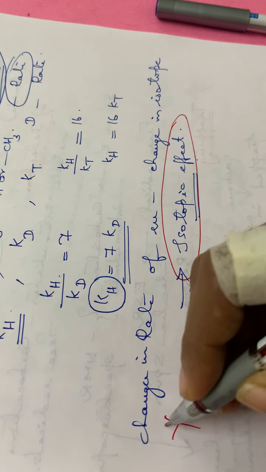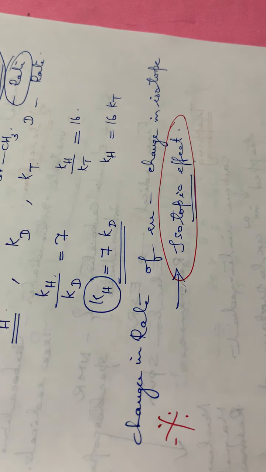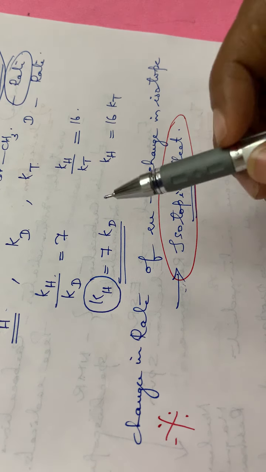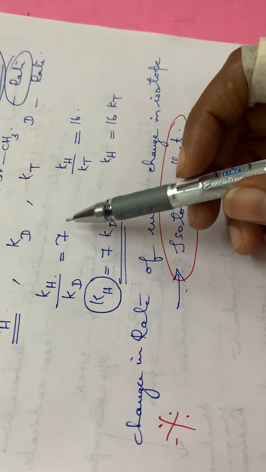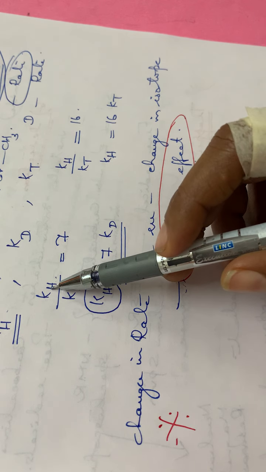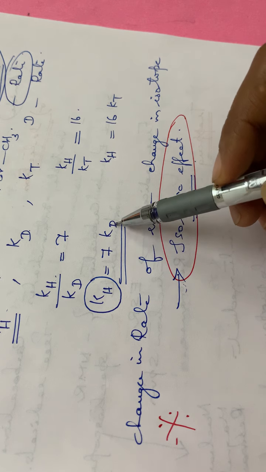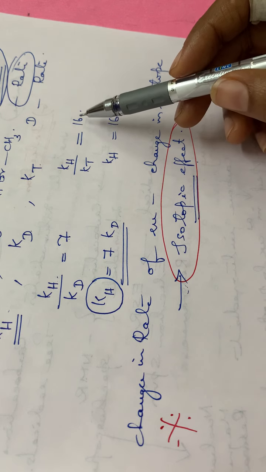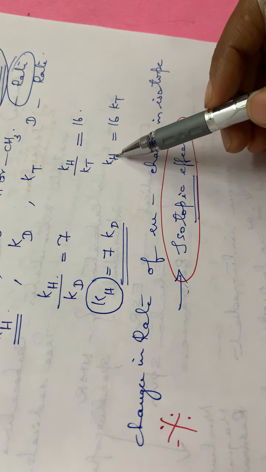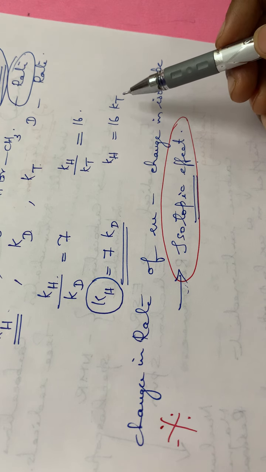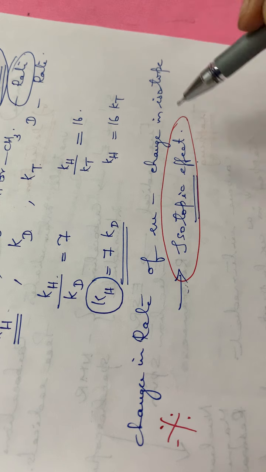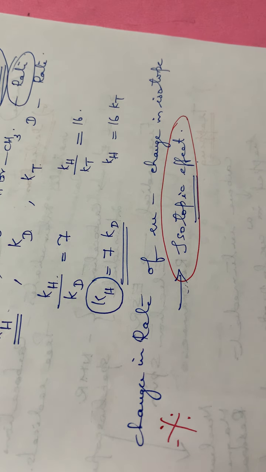The change in the rate of the reaction caused by the change in the isotope is called isotopic effect. See here, if we are replacing hydrogen by deuterium, the rate of hydrogen will be almost 7 times that of Kd, and also if it is replaced by tritium, the rate of the reaction with hydrogen will be equal to 16 times that of Kt. Okay, so this phenomenon is called isotopic effect.